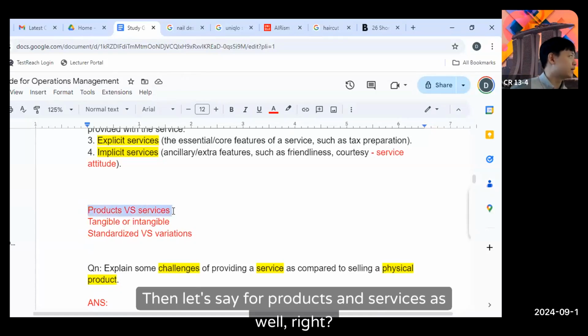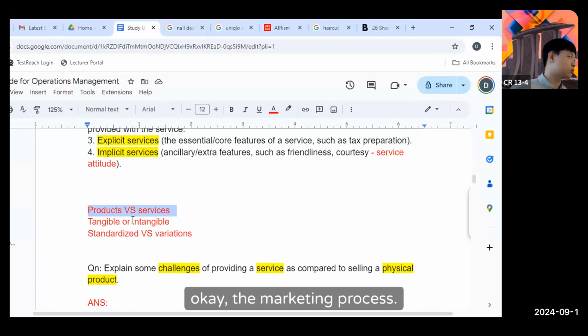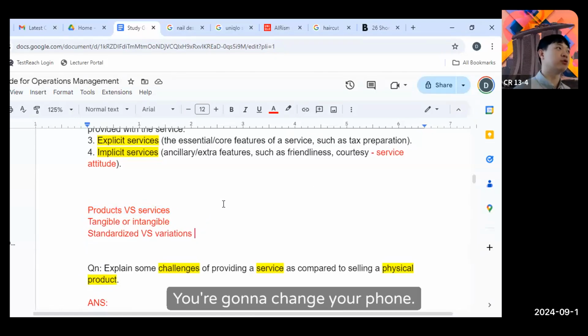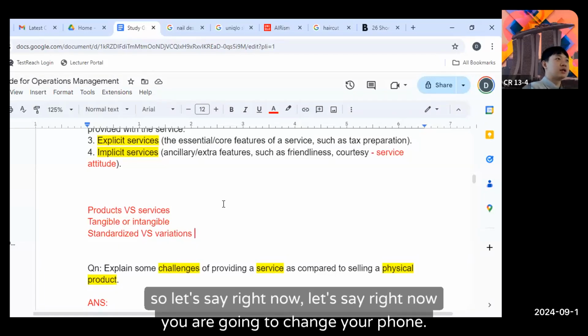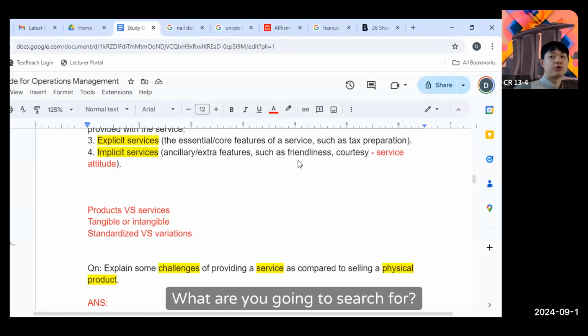Then let's say for products and services as well, not just about the item itself, but looking at the selling process, the marketing process. Today, let's say your phone is already worn out and you want to change your phone. So how do you decide what to buy? Reviews. Compare. Reviews. So let's say right now you are going to change your phone. What are you going to search for?